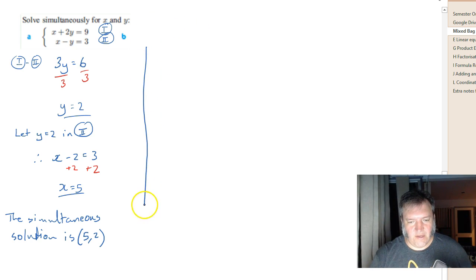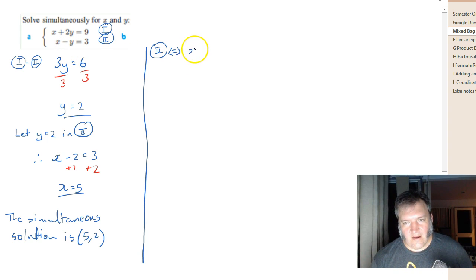Let's show the same thing again using the other method. The easiest one that's going to be nice is I'm going to take equation 2 and rearrange it to make x the subject. So the opposite of x minus y, I want to get rid of that y. The opposite of subtracting y is to add y. I do it to each side, and I've got x is equal to y plus 3.